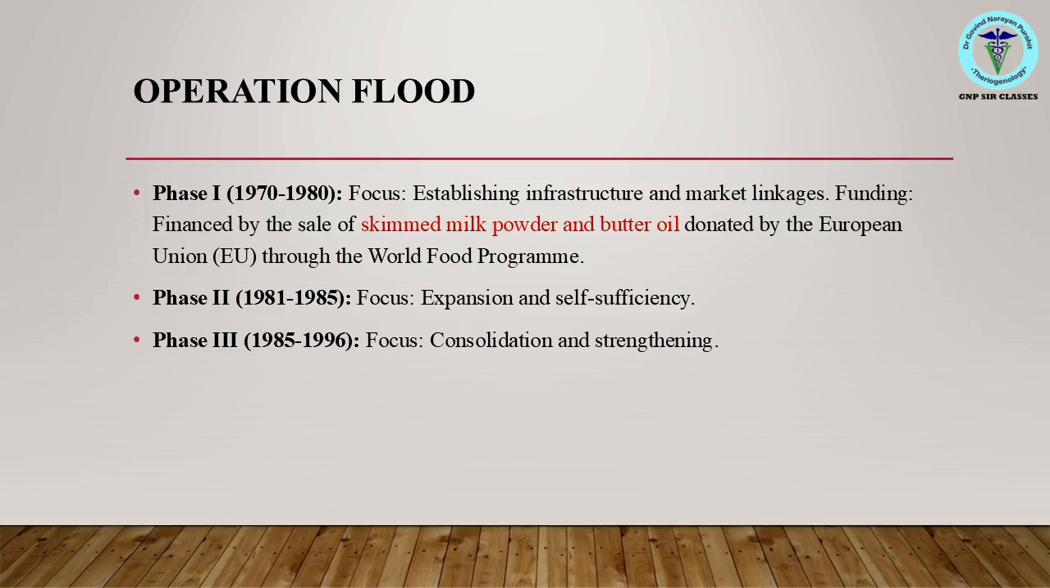Operation Flood. Phase 1, 1970-1980. Focus, establishing infrastructure and market linkages. Funding, financed by the sale of skimmed milk powder and butter oil donated by the European Union, EU, through the World Food Programme. Phase 2, 1981-1985. Focus, expansion and self-sufficiency. Phase 3, 1985-1996. Focus, consolidation and strengthening.